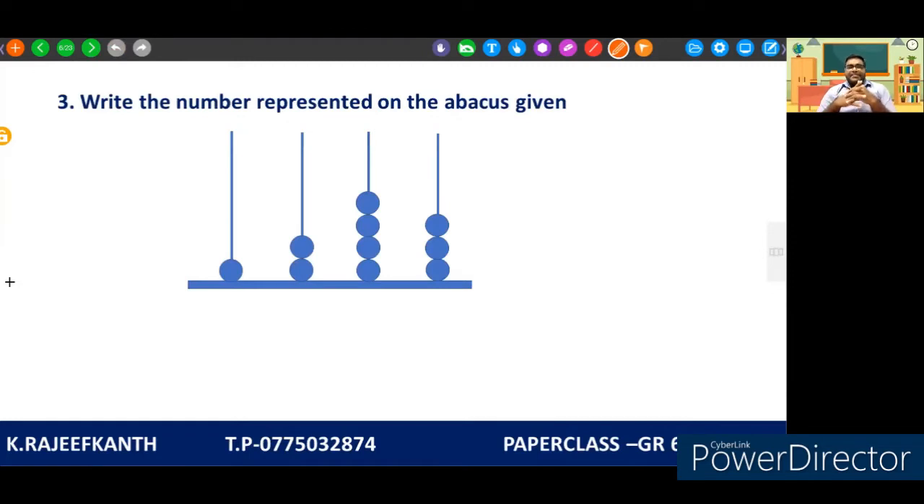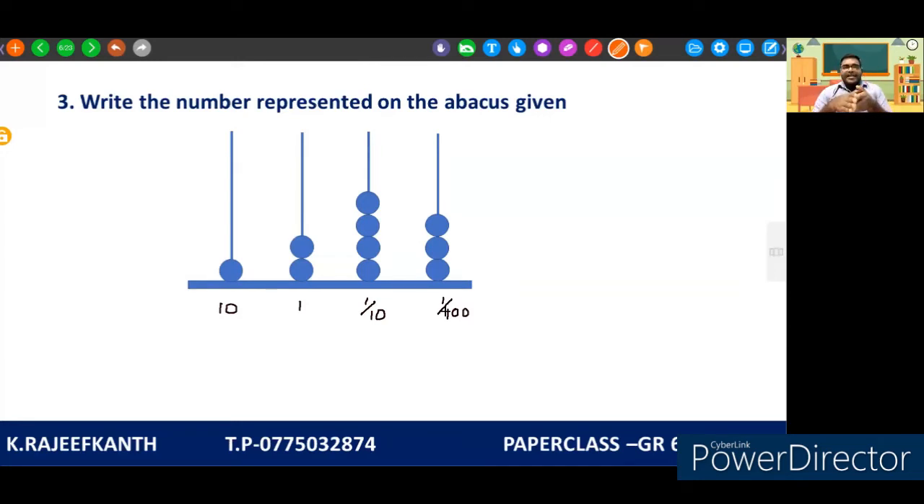Write the number represented on the abacus given. Here I forgot to mark the place value, so I will mark it now: 10, 1, 1 over 10, 1 over 100. Right? Here these are the place values: 10, 1, 1 over 10, 1 over 100.